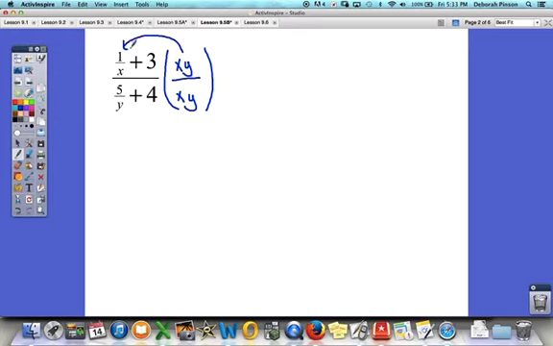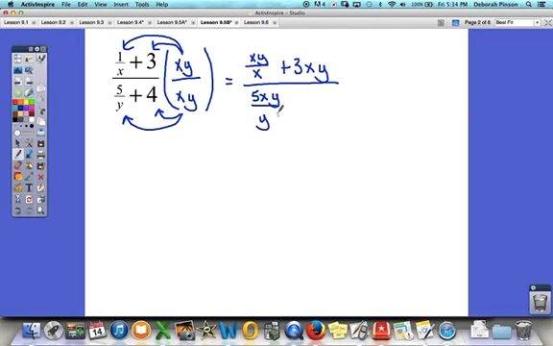Now here's the purpose of doing that. Then I can distribute it out. And what should happen as I simplify here is my little fractions should go away. So let me go ahead and distribute and I'll show you what I mean. So here I'll have 1xy over x plus 3xy. In the bottom I'll have 5 times xy over y, and here I'll have 4xy.